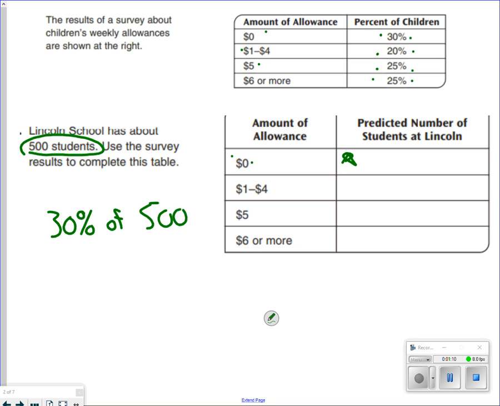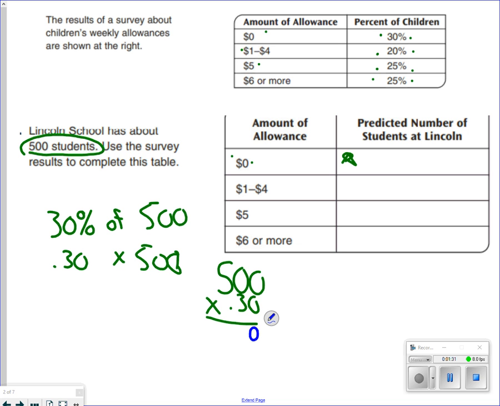Well, you're probably wondering, how do I do this? Of means multiply. 30%, I'm going to change that into 0.30 of 500. So 0.30 times 500. I've got to work that out. I'm going to put 500 on top because it makes sense to have the longer number on top times 0.30. I'm going to work this out.